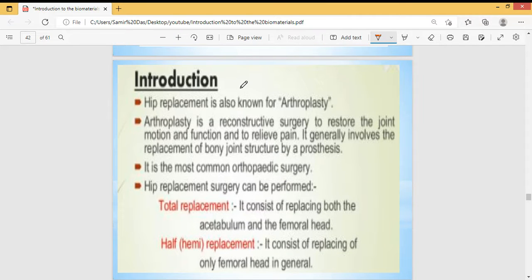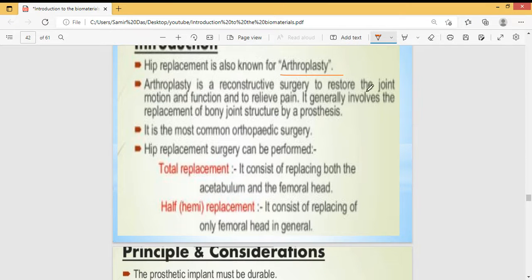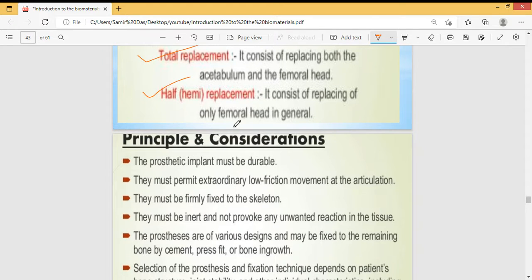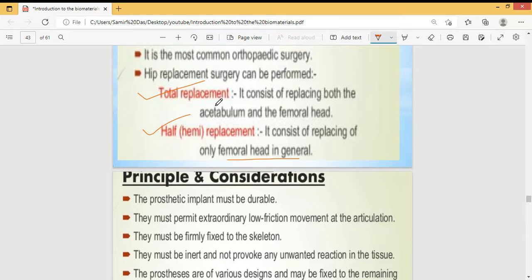In case of hip replacement, we go through the total hip replacement, or sometimes we go through partial hip replacement or the half hip replacement. This hip replacement is also known as arthroplasty. Arthroplasty is a constructive surgery to restore the joint motion and function and relieve us from pain. As I previously mentioned, it is of two kinds: total hip replacement or half replacement. In case of half replacement, only the femur head is generally replaced, and in case of total replacement, we replace both the acetabulum and the femur head.